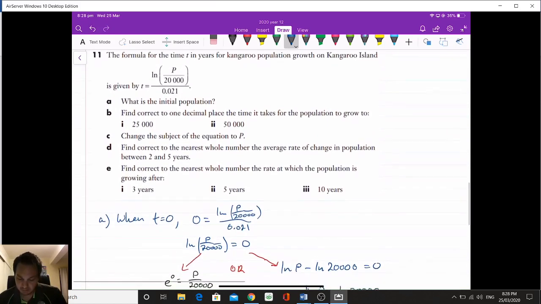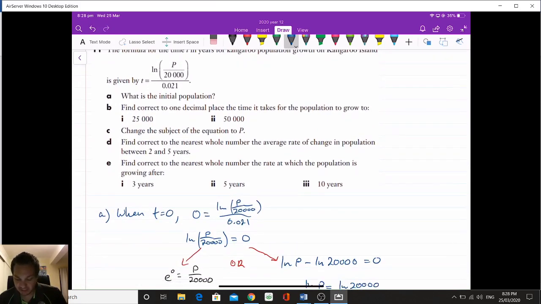Find correct to one decimal place the time it takes for the population to grow to 25,000. I'm not going to do both of these. I don't even think I'll type this in the calculator for you. Time will be equal to ln of 25,000 over 20,000, and then divided by 0.021. You could just put that in your calculator to get that answer.